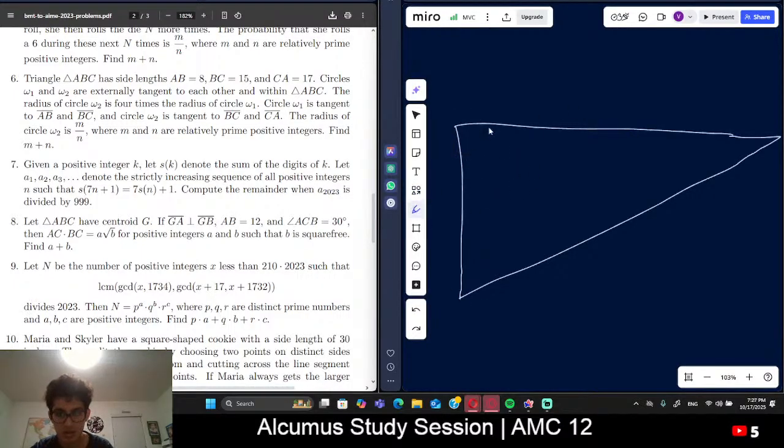Let's draw a small circle here, perpendicular at this point, perpendicular at this point. This now has to be a square. Because it's a square, this is R and this is R. Okay, now our second circle is going to be something like this.